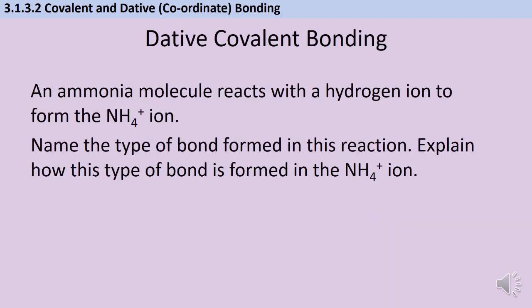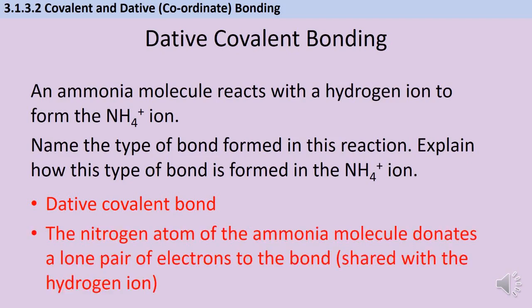Finally, we also get slightly wordier questions like this one. An ammonia molecule reacts with a hydrogen ion to form the NH4+ ammonium ion. And to be honest, there are only really a couple of examples of dative bonding at A-level, so this is the one that you're most likely to encounter, and you should really recognise it straight away. Name the type of bond formed in this reaction. Well, obviously that's going to be a dative covalent bond, or you could call it a coordinate bond as well. And explain how this type of bond is formed in the NH4+ ion. So the nitrogen atom inside the ammonia molecule donates a lone pair of electrons to the bond, and that is shared with the hydrogen ion.